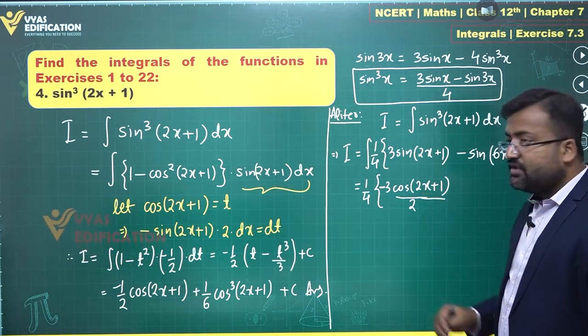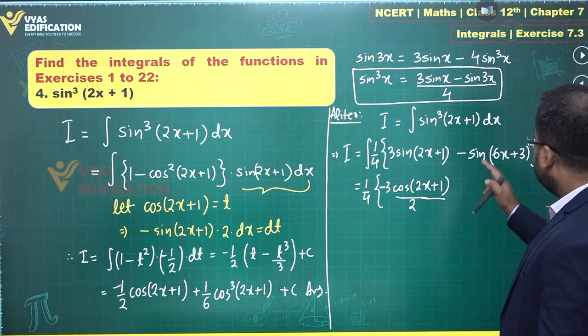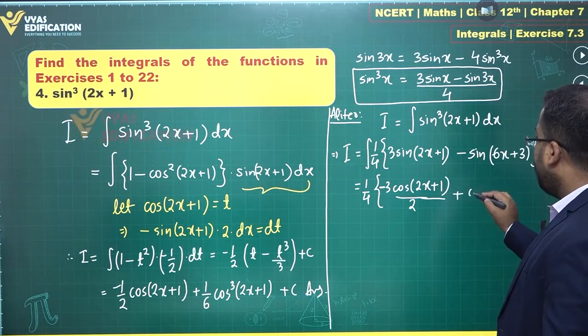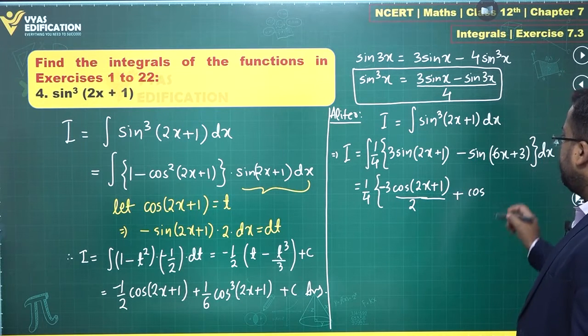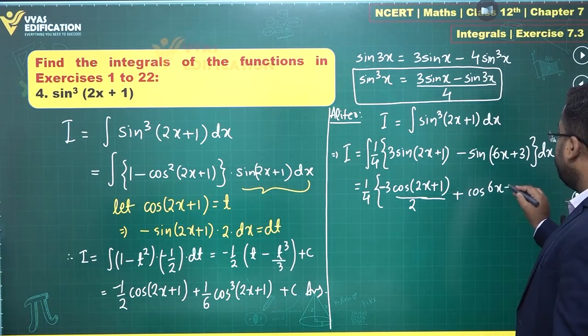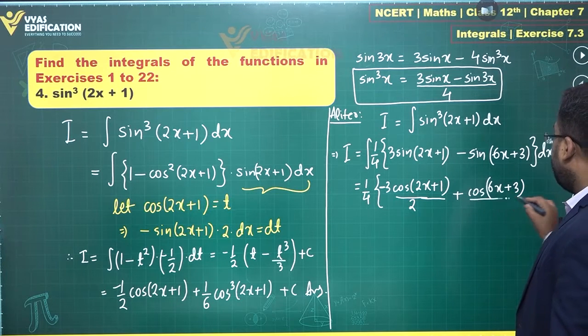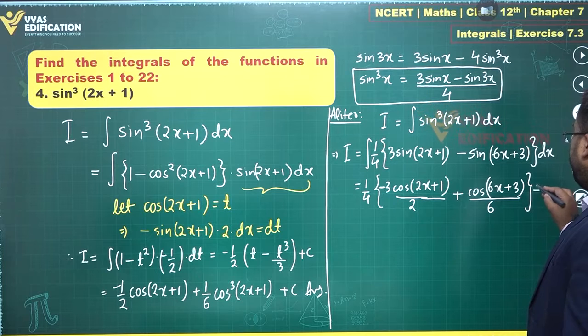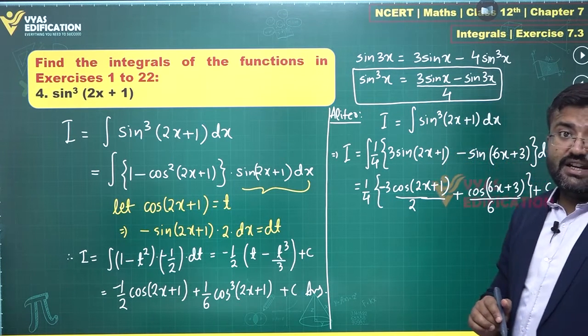Yes, divide by this coefficient of x over here. What else? This is minus of sine, so the integral will be equal to minus of cos. Minus will become this plus 6x plus 3, and you have to divide by the 6, bracket closed, plus a constant of integration. That's the final integral.